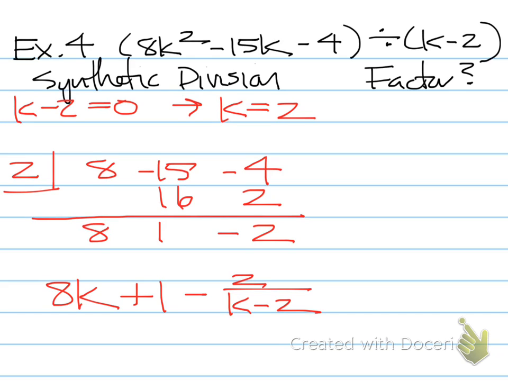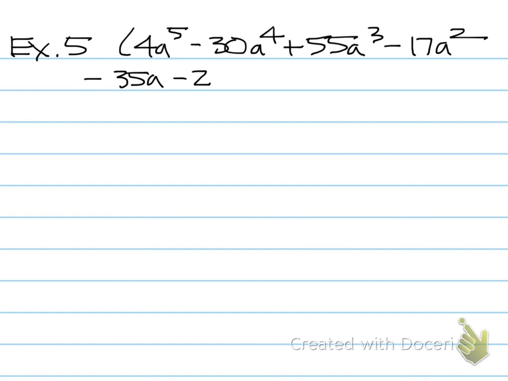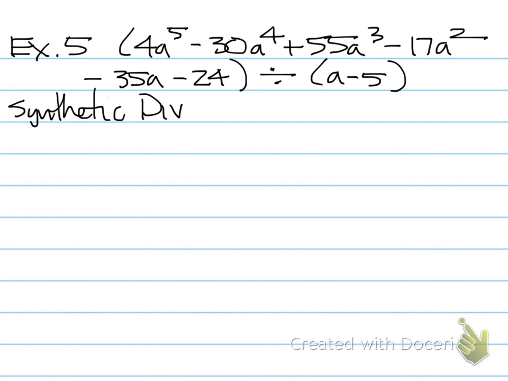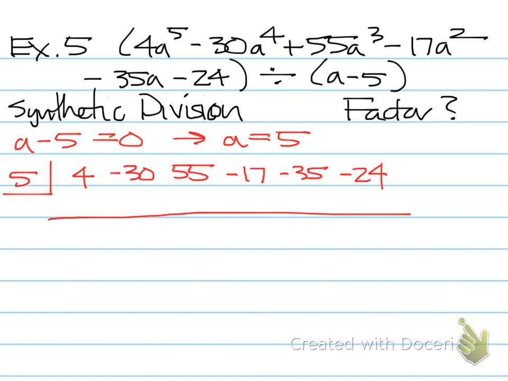And since we had a remainder, we know that k minus 2 is not a factor of that polynomial. All right, last example. Again, we're going to use synthetic division. We're going to set the divisor equal to 0. So when we set a minus 5 equal to 0, we get a equals 5. We're going to add that to the box and then write out all the coefficients of the dividend, adding any placeholders. So we have a to the 5th, a to the 4th, a to the 3rd, a to the 2nd, a, and then the constant, so no placeholders needed.